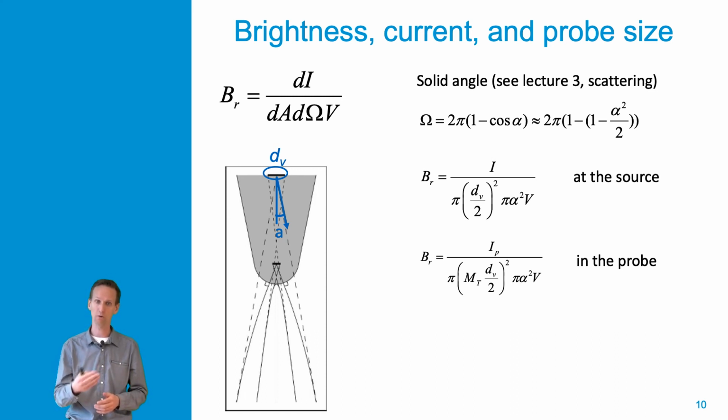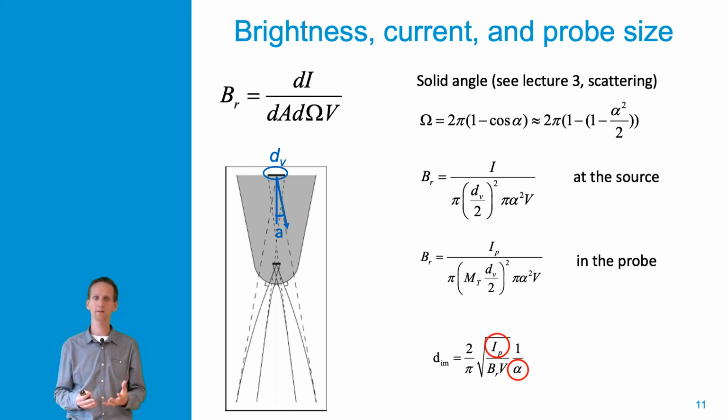Of course the current now is not conserved, so we denote this as IP for probe current. Next we have the size, the area that the beam travels through on the sample, which is pi times the virtual source size times the transversal magnification squared. Next, if we assume the opening angle of the beam to be the same, a term pi alpha squared. And we have the voltage at which the beam travels, which we can denote with V in this case.